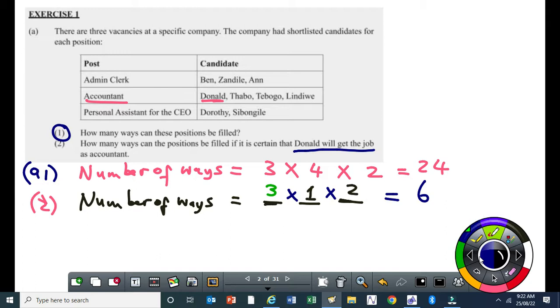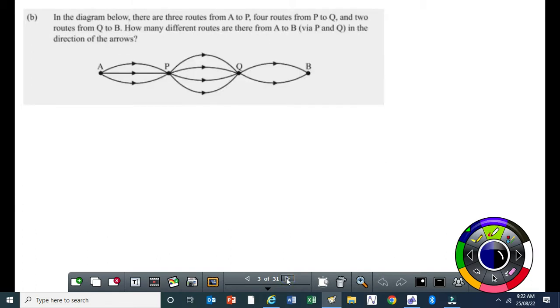Yes, I have a question. For example, when you say that only Donald can fill the accountant position, but not as a new applicant for the admin position, is it possible? Okay. Generally, for a type of question like this, you don't introduce other people. You understand? Alright, let's move on to another one.